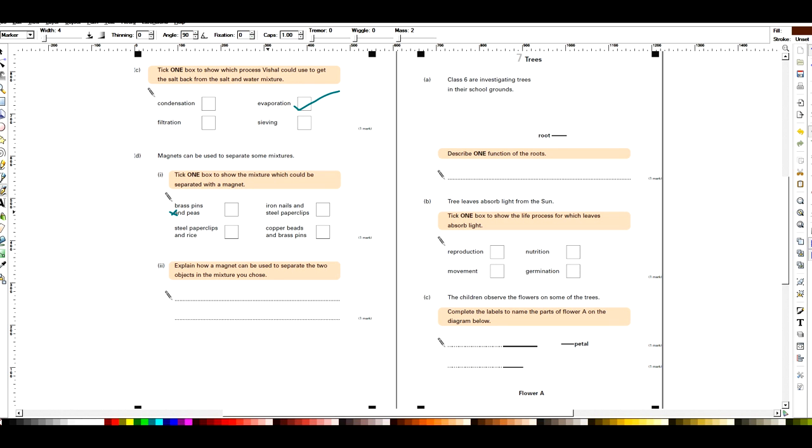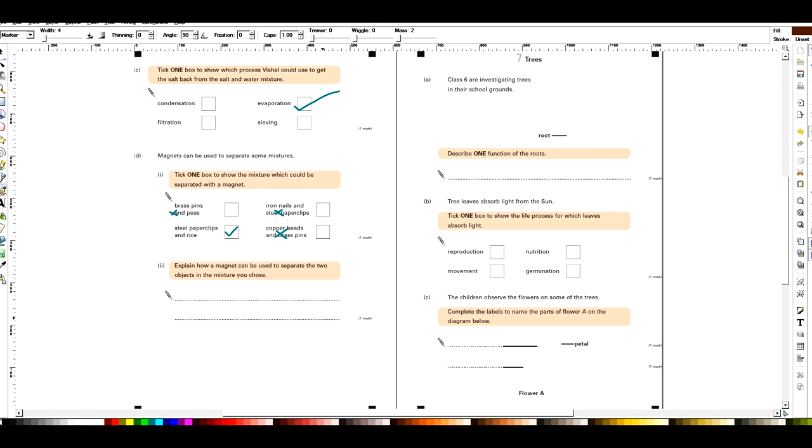Hang on a second. Iron nails and steel paper clips. Could you separate those two? The answer is no, because they both get attracted to magnets. Copper beads and brass pins are both non-magnetic. It won't work. So which one's left? Steel paper clips are magnetic and rice isn't magnetic. So yes, you could do that one.